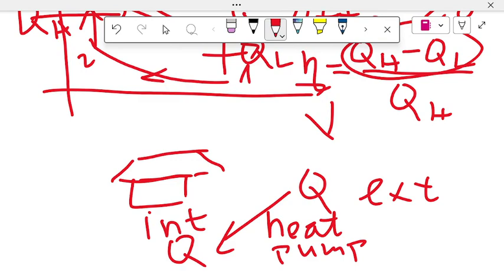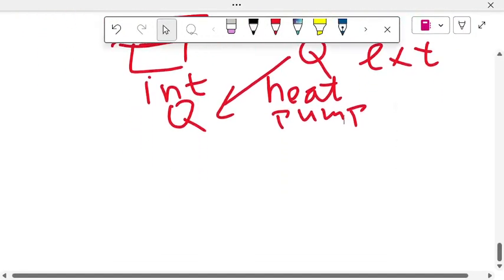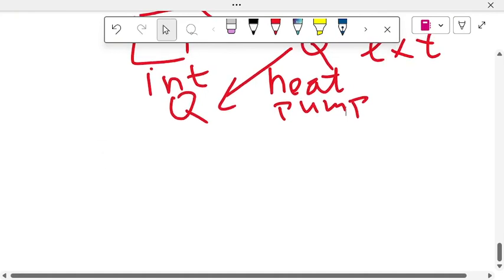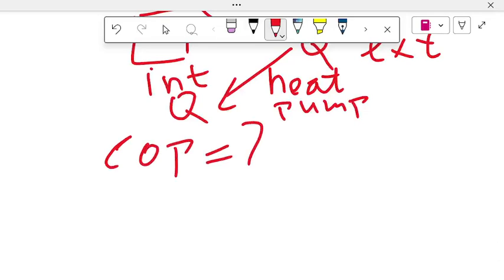So, in that situation, what's the coefficient of performance? I left that question for you. Let's answer.